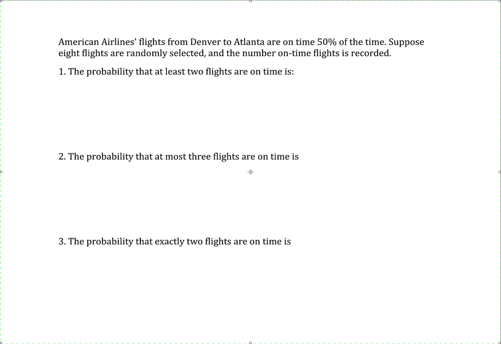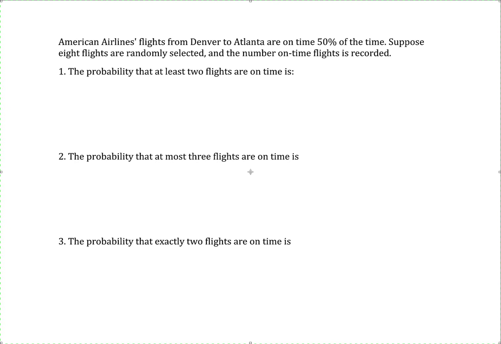American Airlines flights from Denver to Atlanta are on time 50% of the time. Suppose 8 flights are randomly selected and the number of on-time flights is recorded. The probability that at least 2 flights are on time is what?